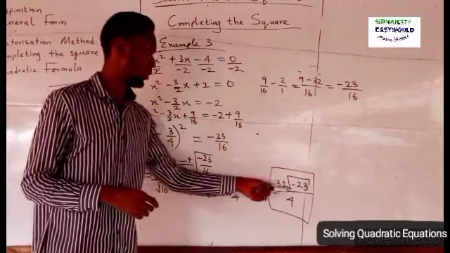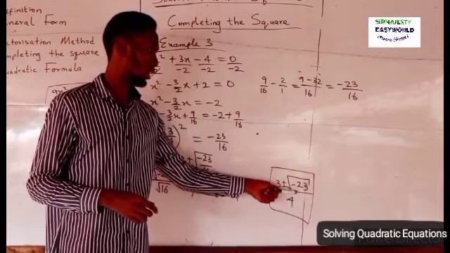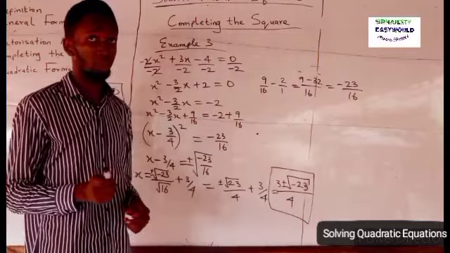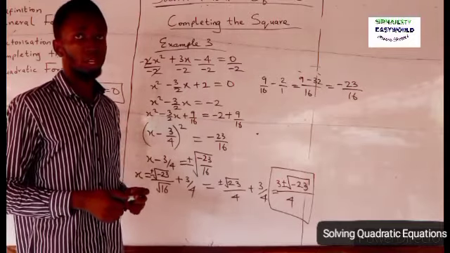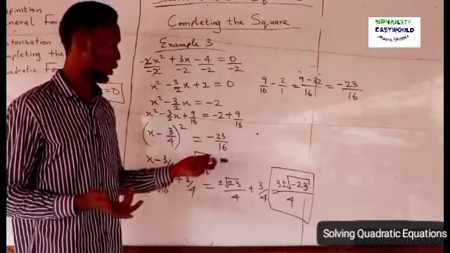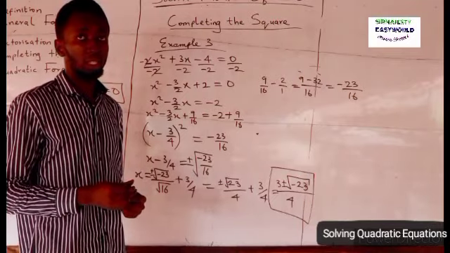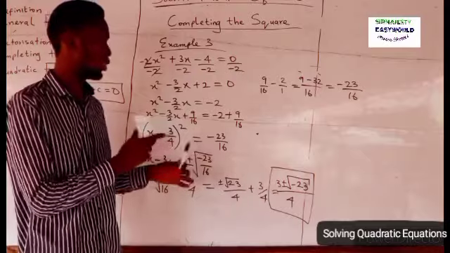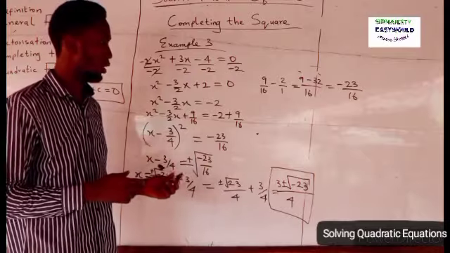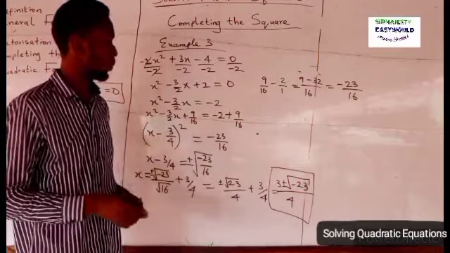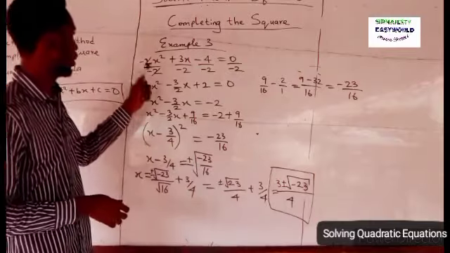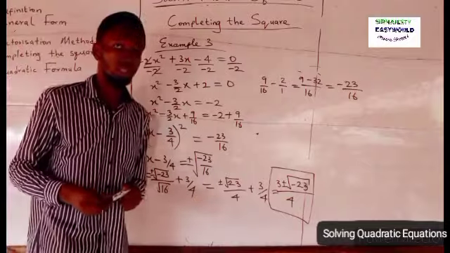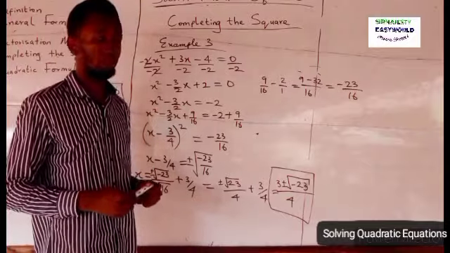Now if you notice, if you take your calculator and try to calculate the square root of minus 23, it's going to give you an error. The reason for this is because you cannot calculate the square root of a negative number. It's another branch of mathematics. This is an imaginary root, so it is beyond the scope of what we are learning here. It's just something you should know. So this is the correct answer to this equation here. And that is all you need to know concerning the completing the square method.